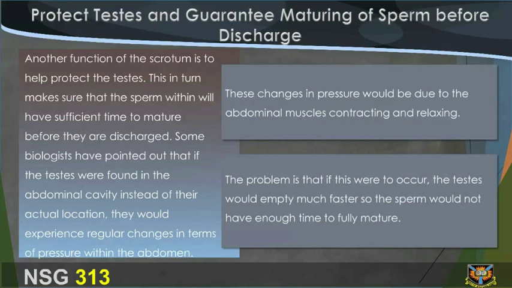Protect testes and guarantee maturing of sperm before discharge. Another function of the scrotum is to help protect the testes. This in turn makes sure that the sperm within will have sufficient time to mature before they are discharged. Some biologists have pointed out that if the testes were found in the abdominal cavity instead of their actual location, they would experience regular changes in pressure within the abdomen. These changes in pressure would be due to the abdominal muscles contracting and relaxing. The problem is that if this were to occur, the testes would empty much faster, so the sperm would not have enough time to fully mature.